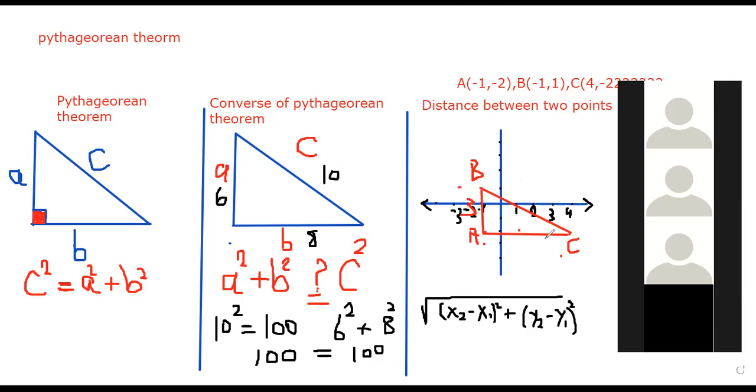What about AC? How many units? From -1 till 4. So it will be 0, 1, 2, 3, 4, 5. How many units is the leg AC? 5, from -1 till 4. You can use the absolute value of 4 minus -1 or -1 minus 4, or count, it's up to you anyway.